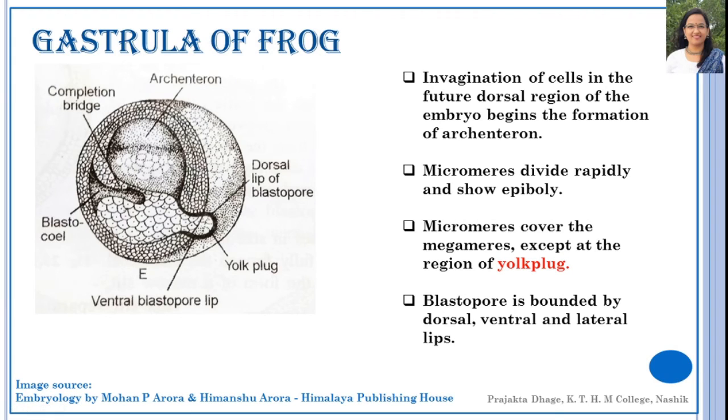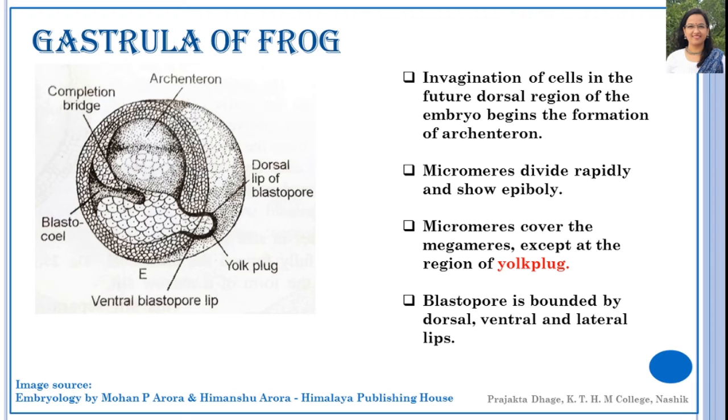Now let's move towards the gastrula of frog. As we have already discussed, the egg of frog is mesolecithal and telolecithal. Here the cleavage results in 2 kinds of blastomeres: micromeres on the animal pole and megameres on the vegetal pole. The micromeres divide rapidly and flow down over the ventral surface of the blastula. This process is referred to as epiboly.